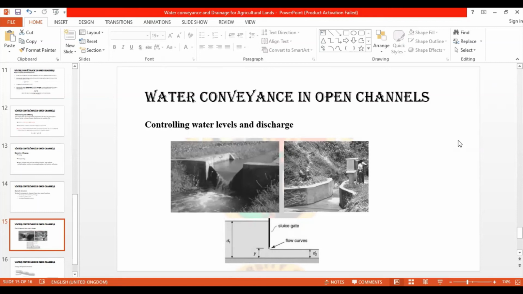When you get to your module, you'll be able to see exactly how it works. But basically, it's just a gate which you close and open.